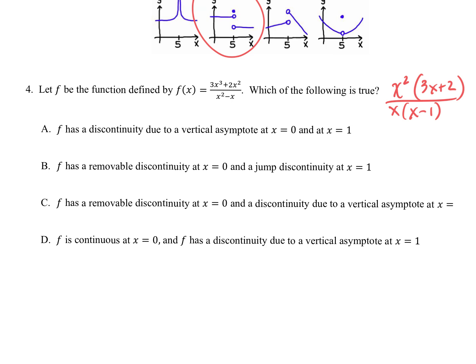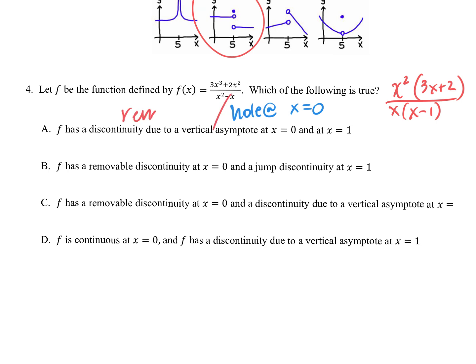Does anyone remember? This goes back to pre-calc stuff. Where do we have a hole? A hole is when you've got a common factor in the numerator and denominator. So, do you agree that the top and the bottom both have an x? So you've got to say, where does that common factor, which was x, equal 0? If I were to just write that out, okay, x is 0. We've got a hole at x is 0. And a hole is what type of discontinuity? Removable, boop, or non-removable?